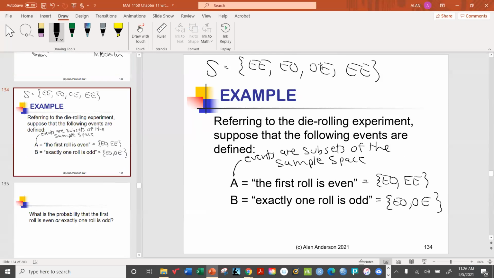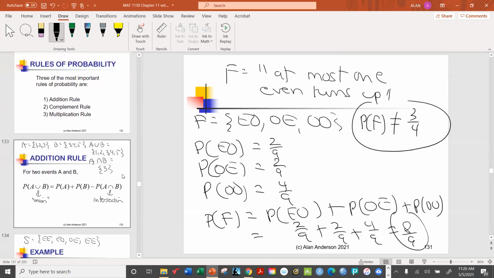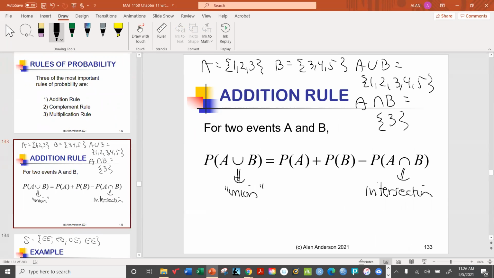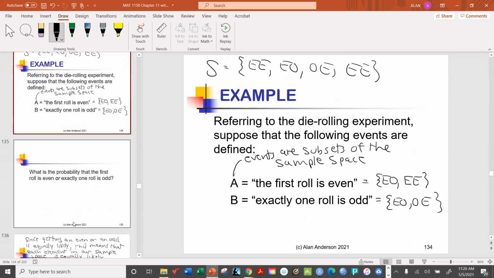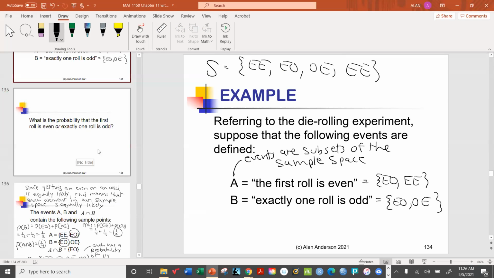So the sample space, now remember, we're back to the case where they're all equally likely. Forget this last example. Now we're back to assuming that they're all equally likely. And so these are our subsets or events. A contains EO and OE, B contains EO and OE. And we'd like to know the probability that either of them, one or the other, occurs, which means we're looking at a union. Imagine we're playing in a casino and we'll get a prize if we either get A or B. And so therefore, it's very important to know.